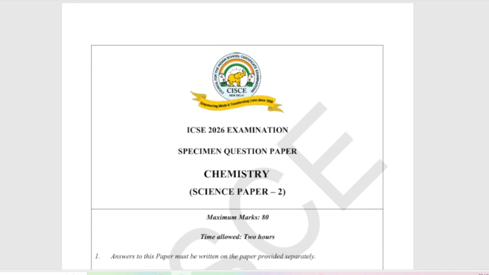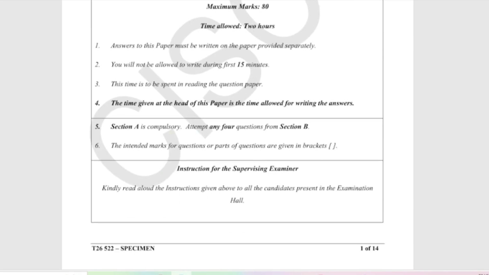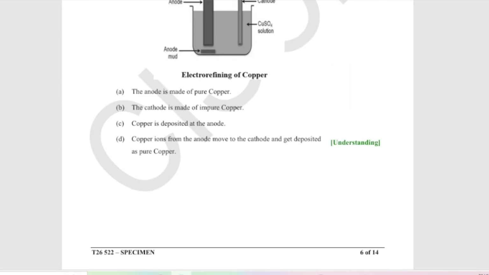Hello everyone. So this is the ICSE board exam specimen paper for chemistry. Already we have done section 1. Now we are going to do section 2.